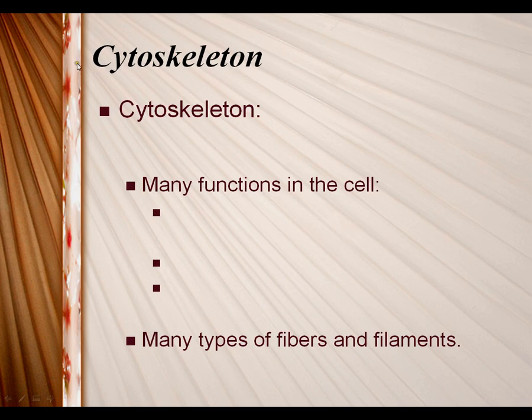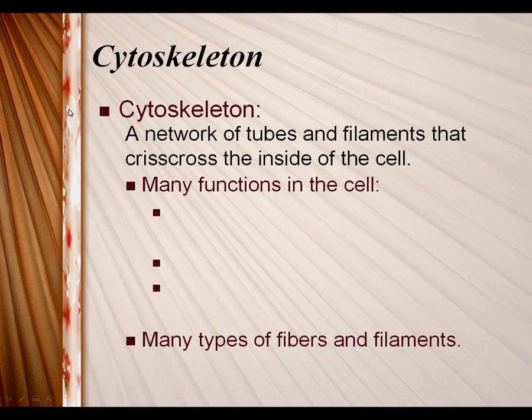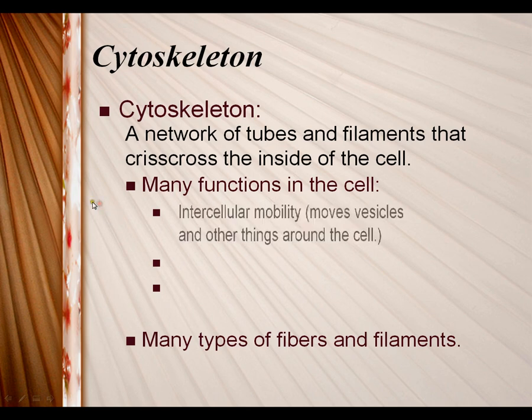The last organelle we're going to talk about is also free of membranes, which means it occurs in prokaryotic cells as well, and that's the cytoskeleton. The cytoskeleton is a network of tubes and filaments, microtubules, and they're kind of like cables that fill up the inside of the cell. They have a couple of key functions.